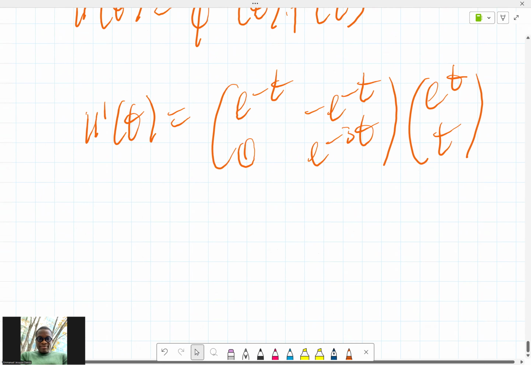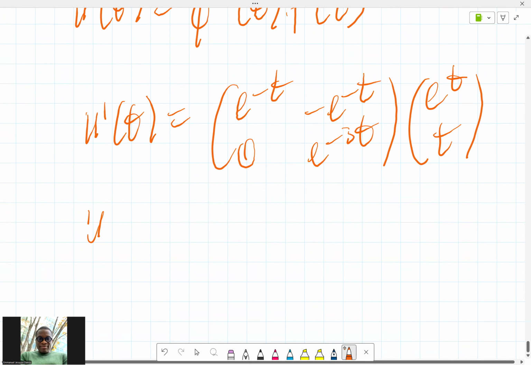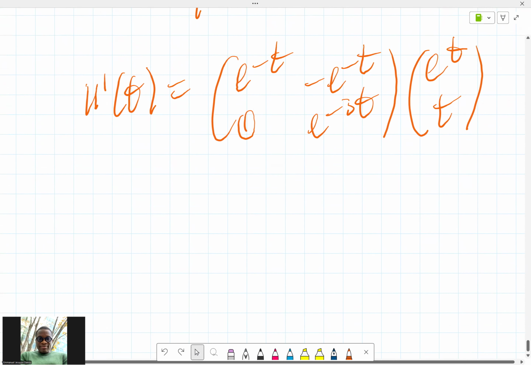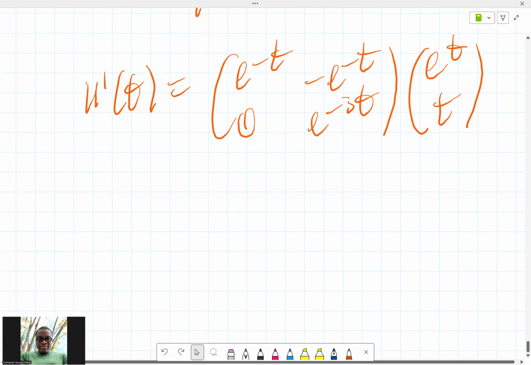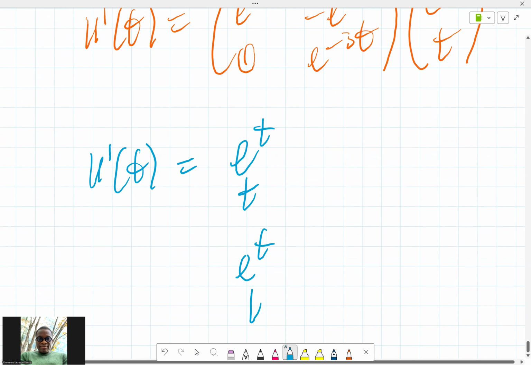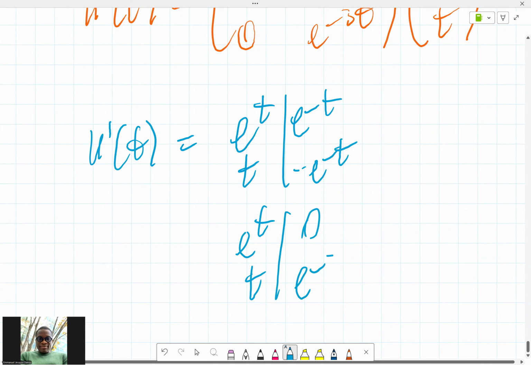So we move on to deal with that. And what happens there is this. We have u prime of t. I want to change marker. We can write this twice. So u prime of t will just be e raised power t, write it twice, e raised power t. Then you invert the other ones on it. So e raised power minus t, minus e raised power minus t. Then down here we have 0, e raised power minus 3t.